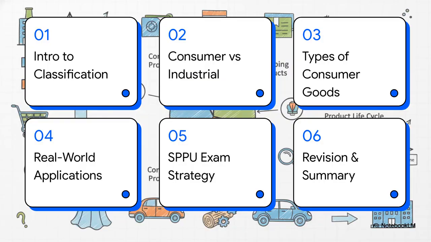We've got a packed roadmap today. We'll cover the intro to classification, compare consumer and industrial goods, dive deep into the types of consumer goods, look at some real-world business applications, tackle the SPPU exam strategy, and finally, wrap up with a quick revision.